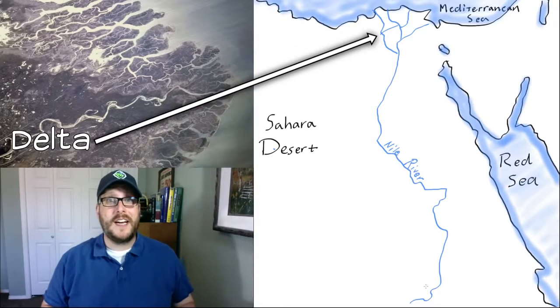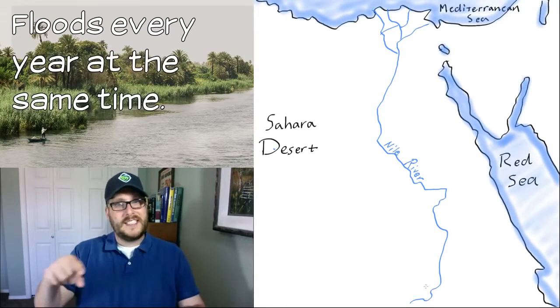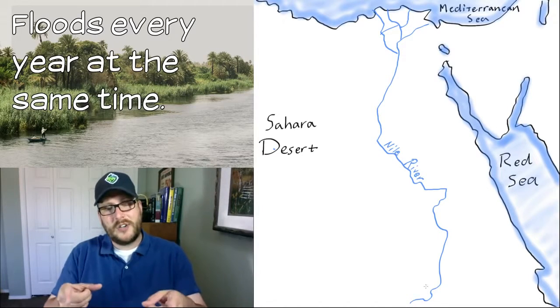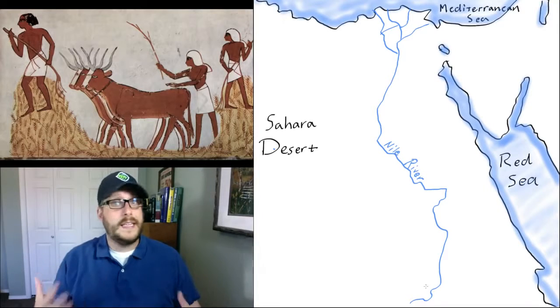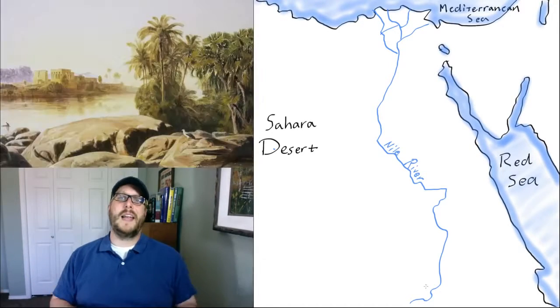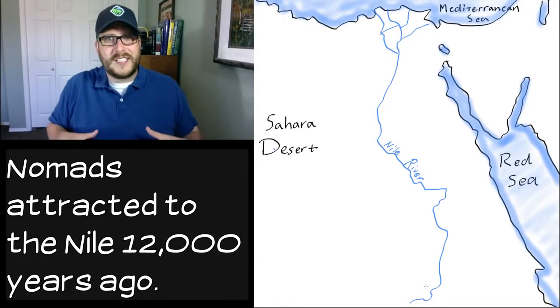Unlike the Tigris and Euphrates rivers in Mesopotamia, the Nile River is very predictable. It floods at the same time every year and leaves behind fertile soil. That's soil that's good for growing crops. This flooding leaves about a 13-mile wide area that has a lot of plant and animal life, and this life attracted nomads to the area more than 12,000 years ago.